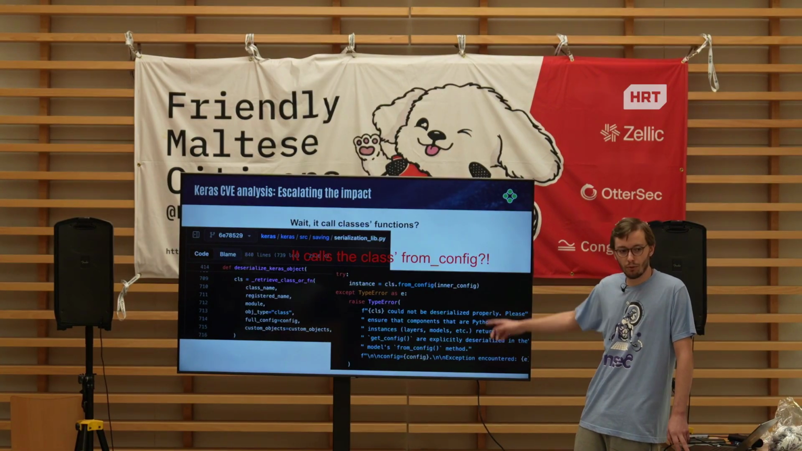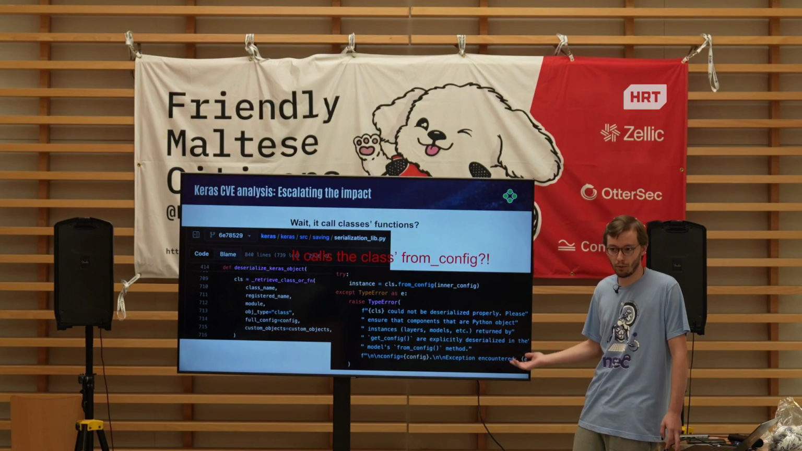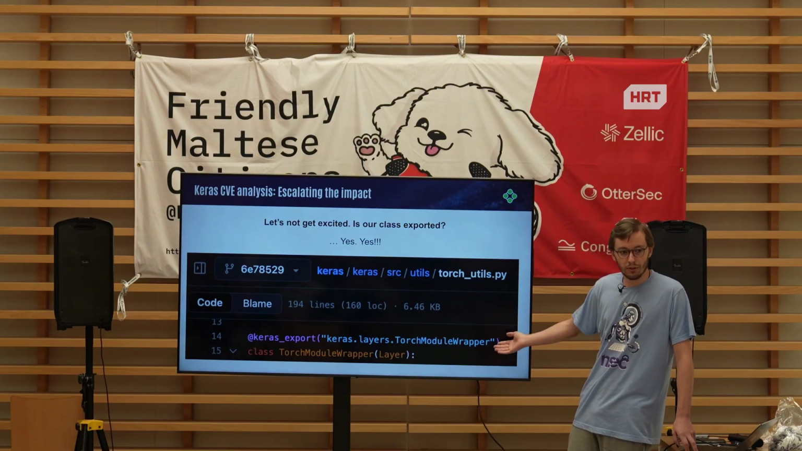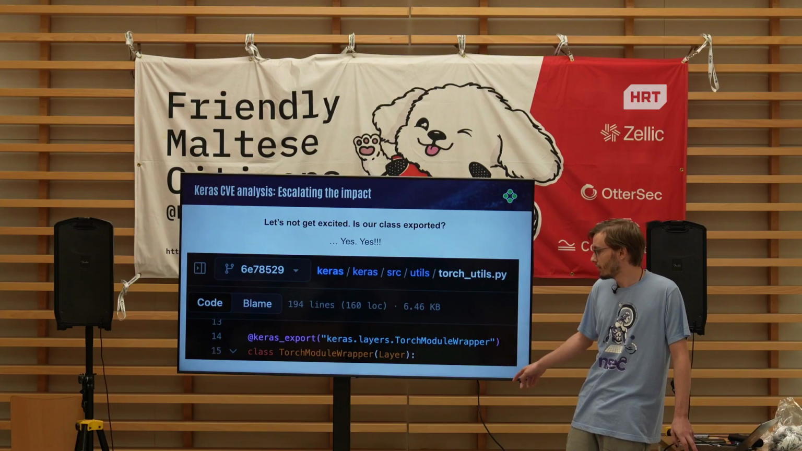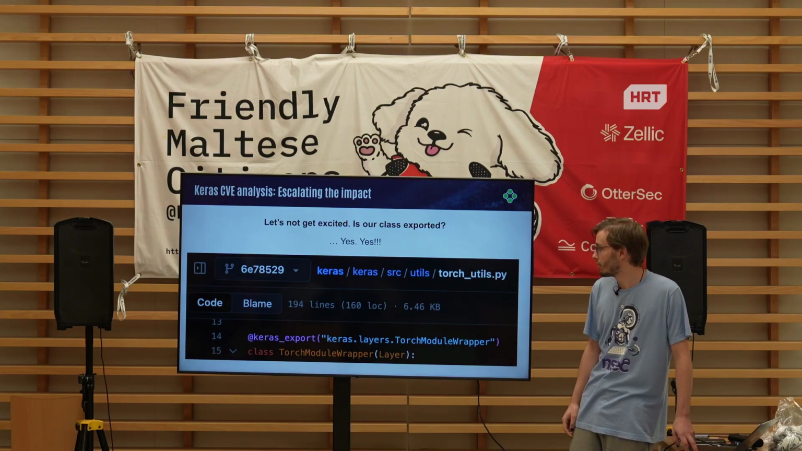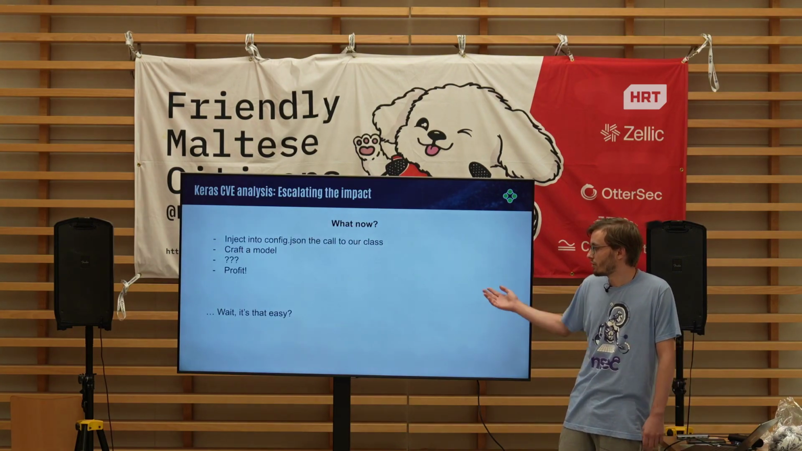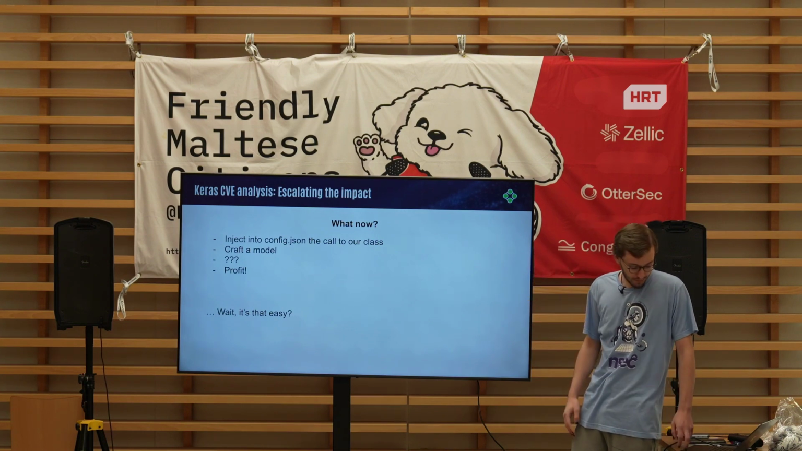Wait, it calls from config. That was our vulnerable function. So we should be able to arbitrarily call it, right? Yes, because it's also exported. So this was very lucky because they used both the function that's vulnerable and they exported it by default. So what now? We can just inject config.json with our class, craft the model, something, and then profit.